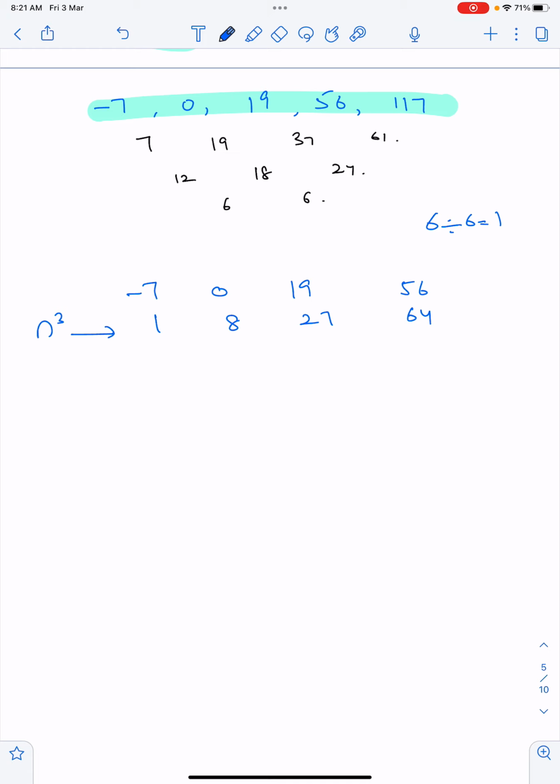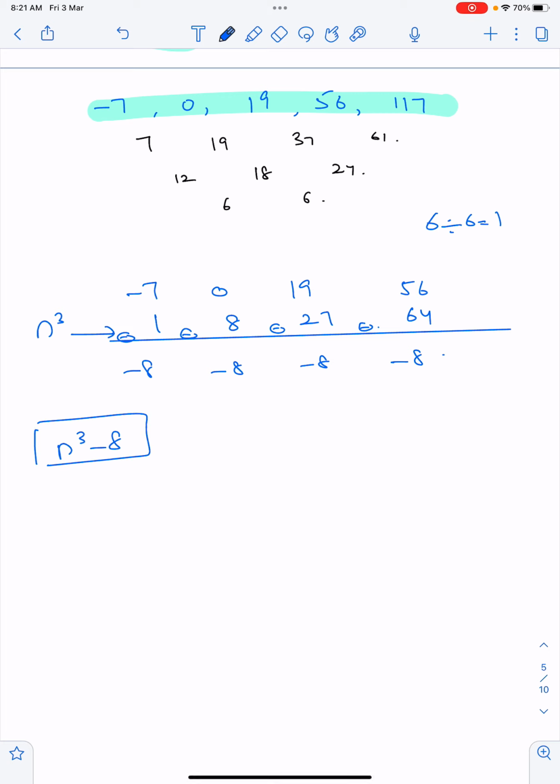Subtract the two. That means from this number you have to subtract this number. So minus 7 minus 1 is minus 8. 0 minus 8 is also minus 8. 19 minus 27 is also minus 8. And 56 minus 64 is also minus 8. So the formula becomes n cube minus 8.